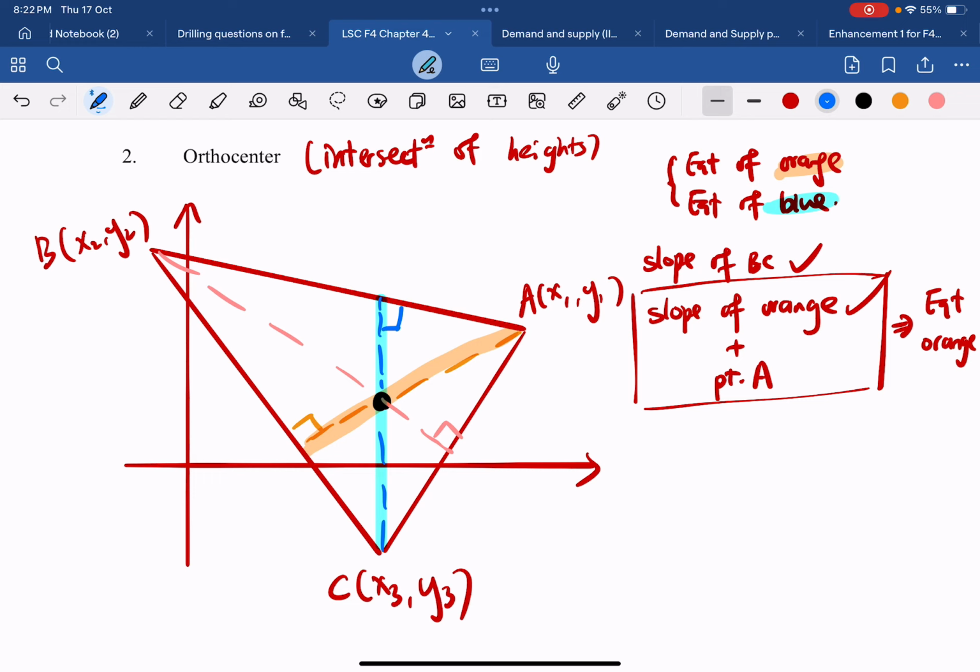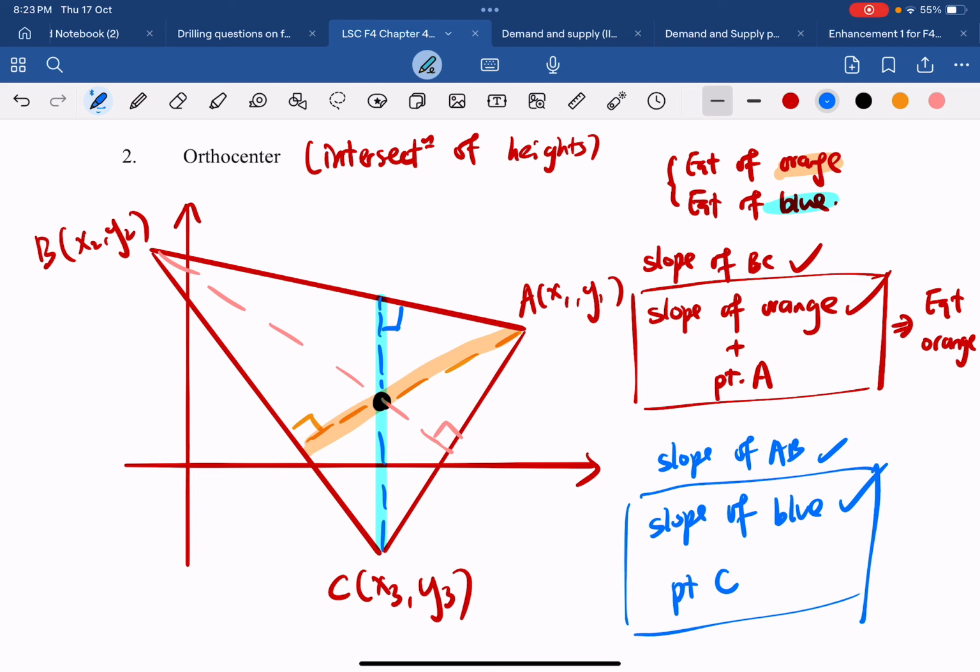How to get the slope of the blue line? We have the slope of AB, and line AB is perpendicular to the blue line, so we also get the slope of the blue line. The blue line passes through C, right? So again, use point-slope form, then we get the equation of the blue line. Now we have the equations of 2 heights, so you solve for the intersection, like doing simultaneous equations. Then you will get the coordinates of the orthocenter, which is the black point.